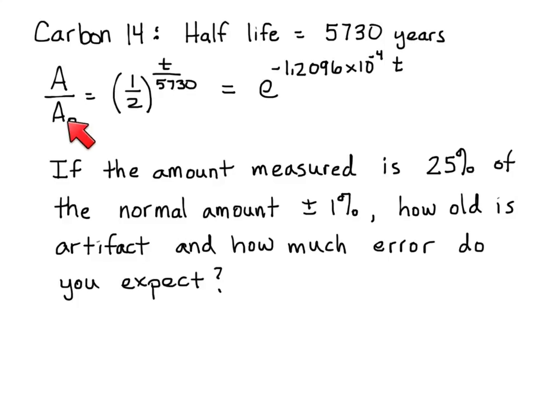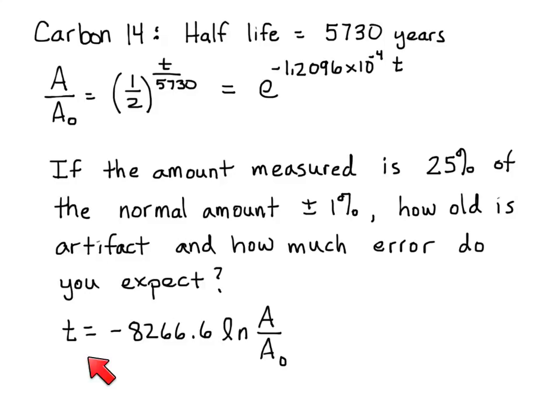Okay, so we know this, and we're trying to find t. So the first thing that we do is we take the log of both sides, and then we divide by this coefficient, and we get this function here. So time equals negative 8266.6 times the log of the ratio. So if you take the log of 0.5 times that, you're going to get exactly 5730 out of this equation. But this is the equation that we want to use. And so this is kind of the important part of this, is to get this into a form of the equation that you can take the differential.